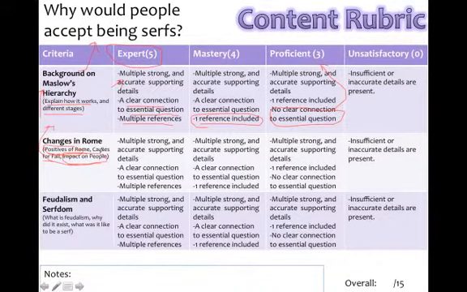I'm going to clear the screen one more time here just so that we don't have too much junk on the screen. But you get the main idea here. Same exact criteria here where you need to have multiple references, a clear connection, and multiple strong and accurate supporting details.